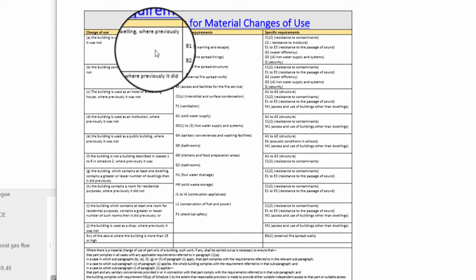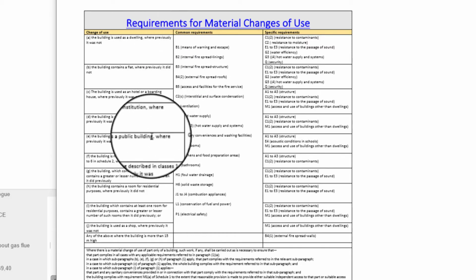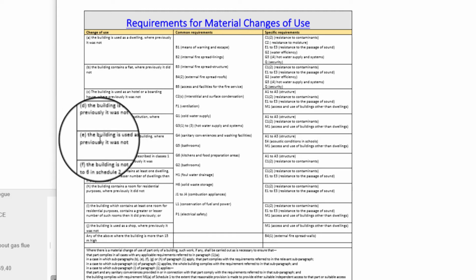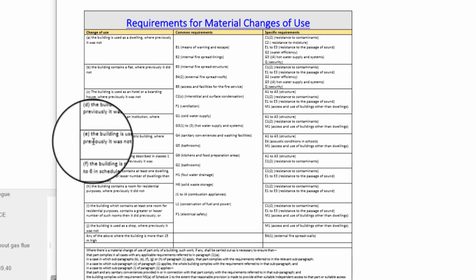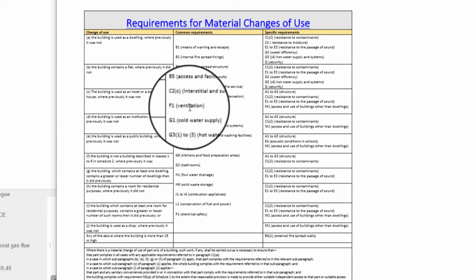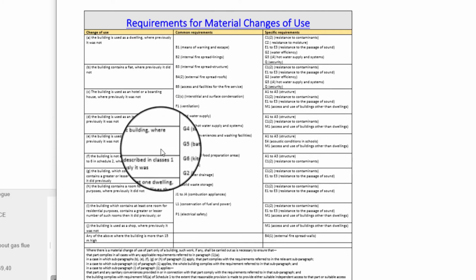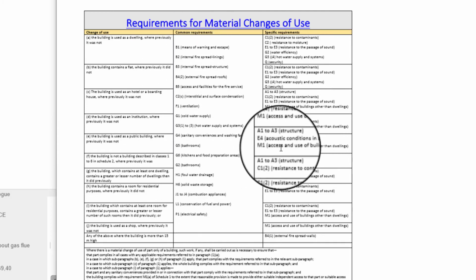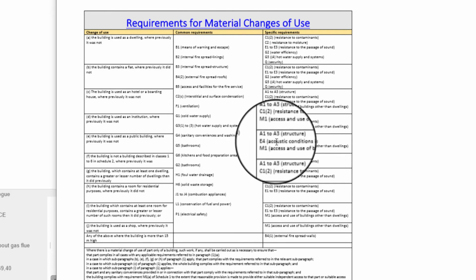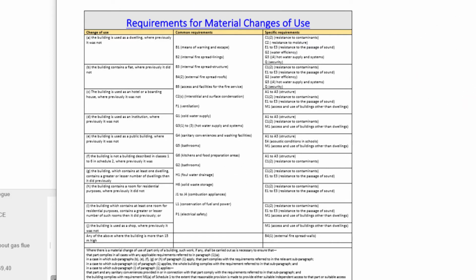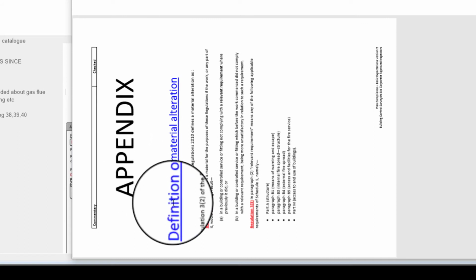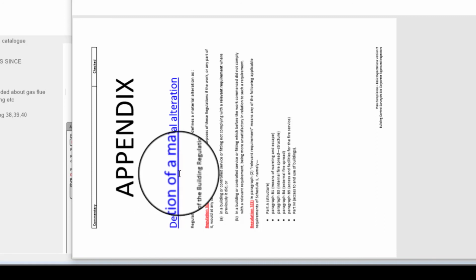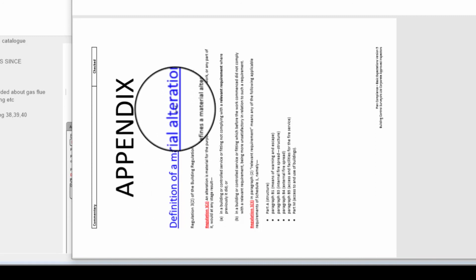So if we took a look at, say, a public building here under category E, the building is used as a public building where previously it was not. Even under category E, all of these are common requirements, but then when I go across, here are specific requirements that would apply as well. Moving on from that, you can also see I've included in the appendix at the back of the document now a clarification of the definition of a material alteration.